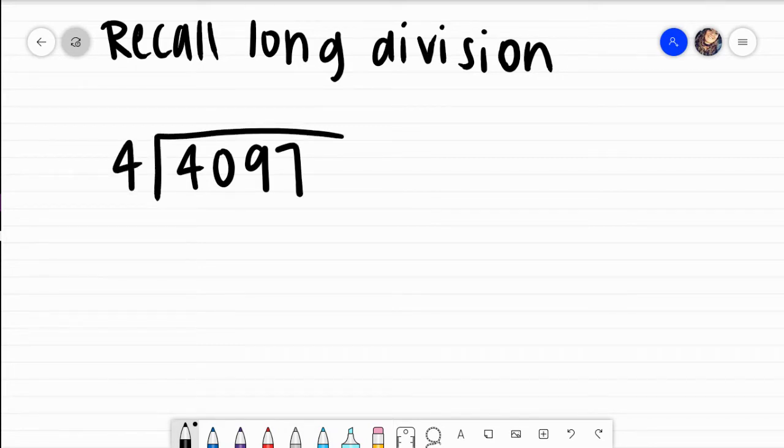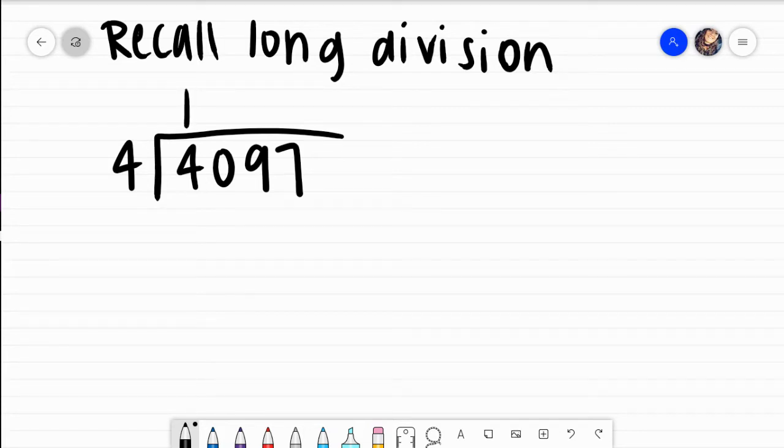Okay, so just to work through this quickly, we have our dividend, which is 4097, our divisor, which is 4. You're going to take the first number in your dividend, which is 4, and we're going to see what happens if I do that number divided by my divisor. So 4 divided by 4. Or what you could think of is your divisor, how many times could it go into that first digit, right? I would usually just do 4 divided by 4 is going to give me 1.